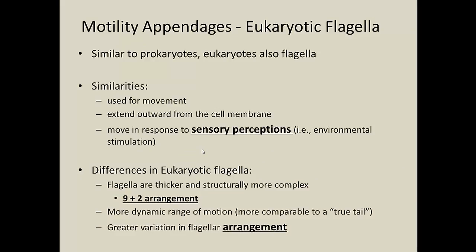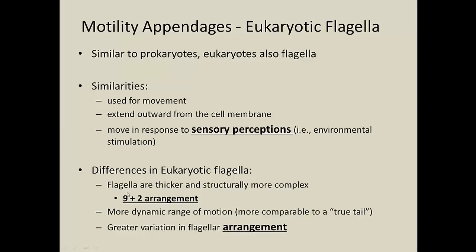Okay, moving on to the next part, the appendages. We see that eukaryotes have appendages similar to the prokaryotes. So we actually have a little bit of overlap here with the flagella. So we mentioned the prokaryotic flagella. Eukaryotes also have a flagella that's similar. They're similar in the fact that they're both used for movement and they both extend outward from the membrane. They're also similar in how they respond to sensory perception. So something in the environment stimulates the flagella to move.